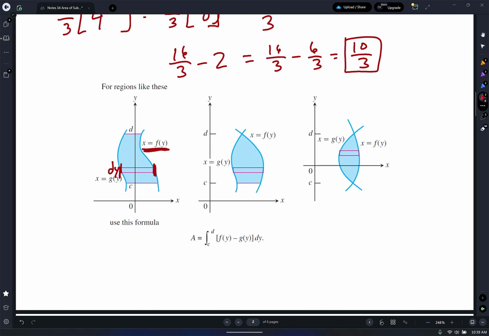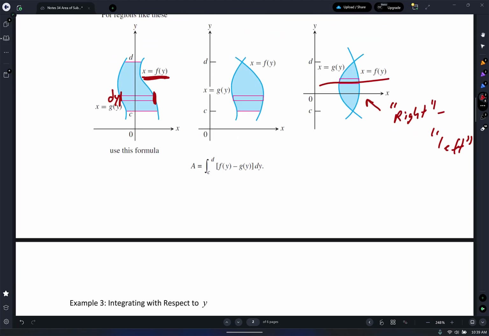What's top minus bottom? Draw a horizontal line, and it's right minus left, because right is a bigger number and left is a smaller number. So right is considered top, the leftmost is considered quote unquote bottom. Right minus left. Cool or not cool? Cool. All right, so let's see if we can do this.